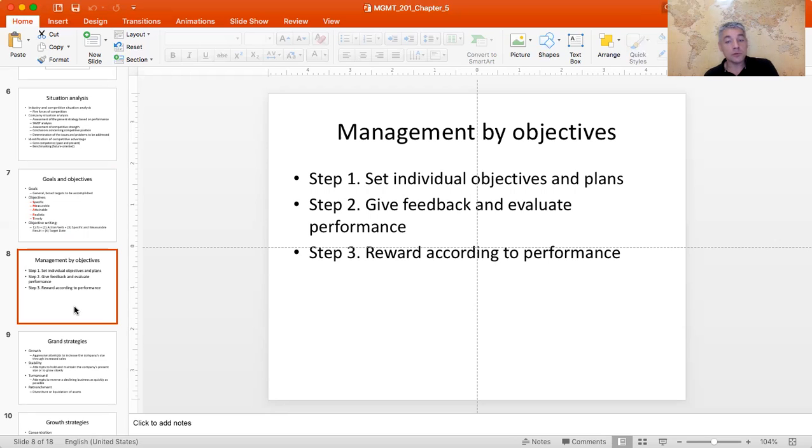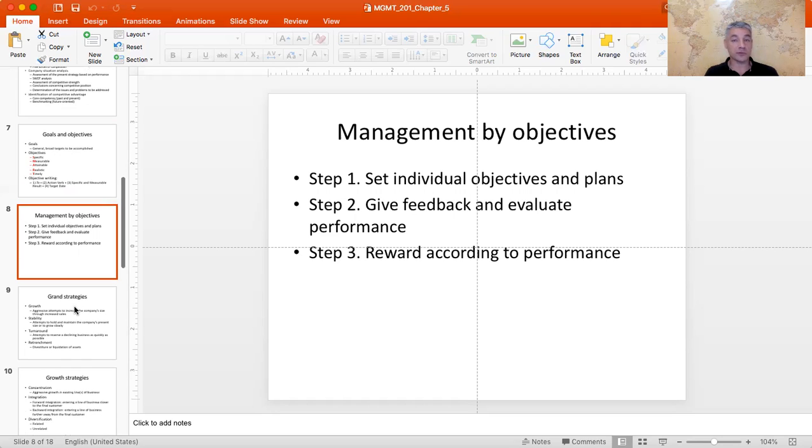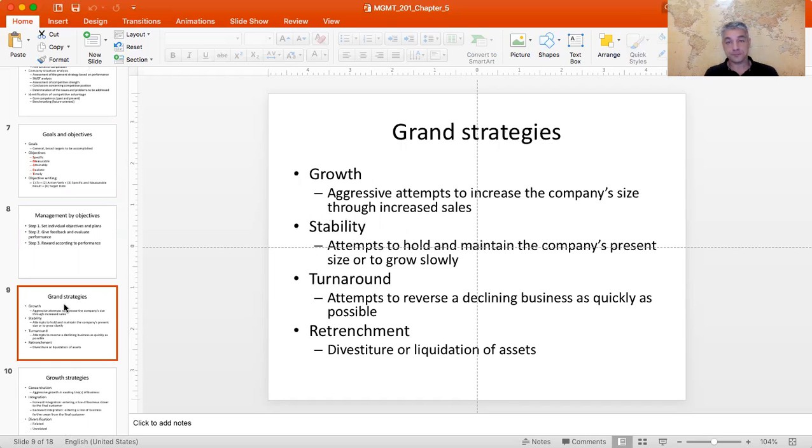But you cannot really do that unless there are properly set objectives and plans, and unless there's been feedback and evaluation of performance, because otherwise it will just seem completely random. People have to understand what's going on to really do their best for the benefit of the company and of your shareholders. Speaking of strategy, as I said, there are different ways to look at strategies.